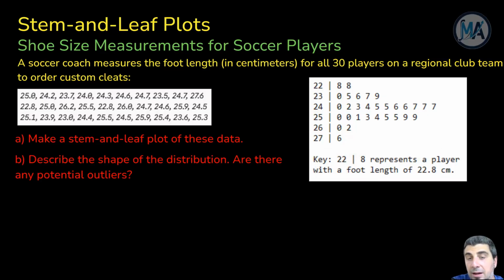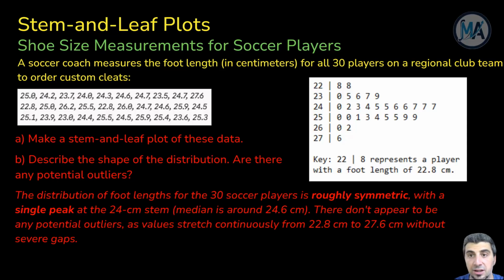So when asked about the shape, just turn your head 90 degrees to the right and look at the stem and leaf plot. You'll see a single peak on the 24 stem with the leaves tapering off evenly on both sides. So this distribution is roughly symmetric with no obvious outliers. There's a single peak at 24, and the values range from 22.8 to 27.6.